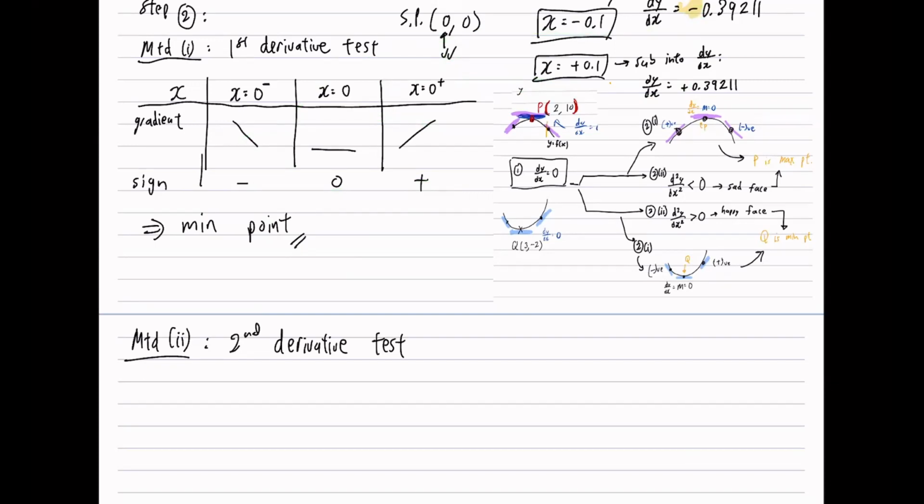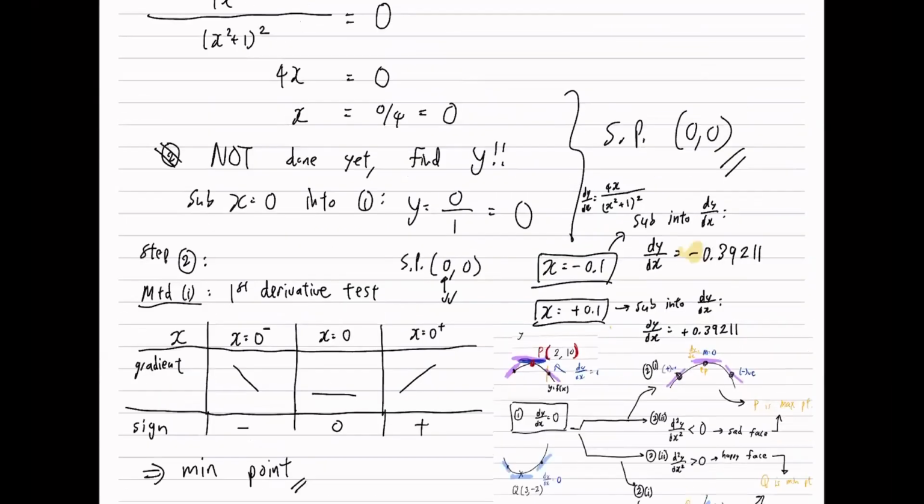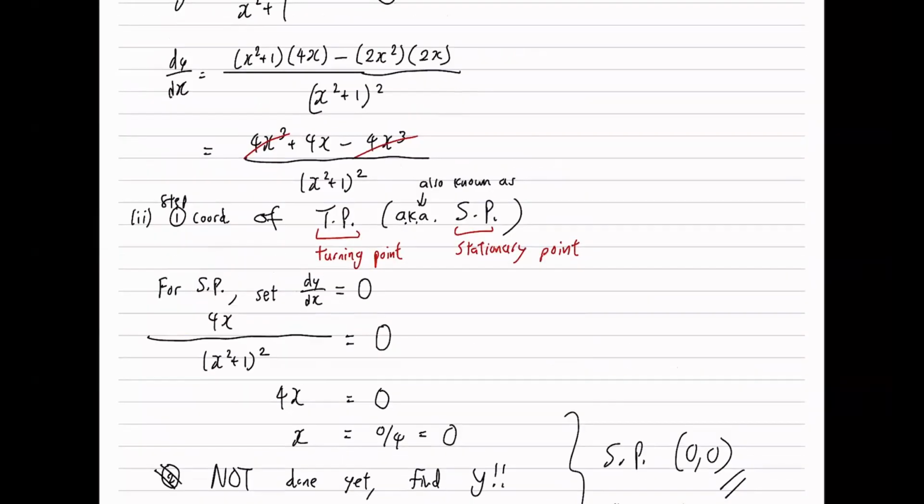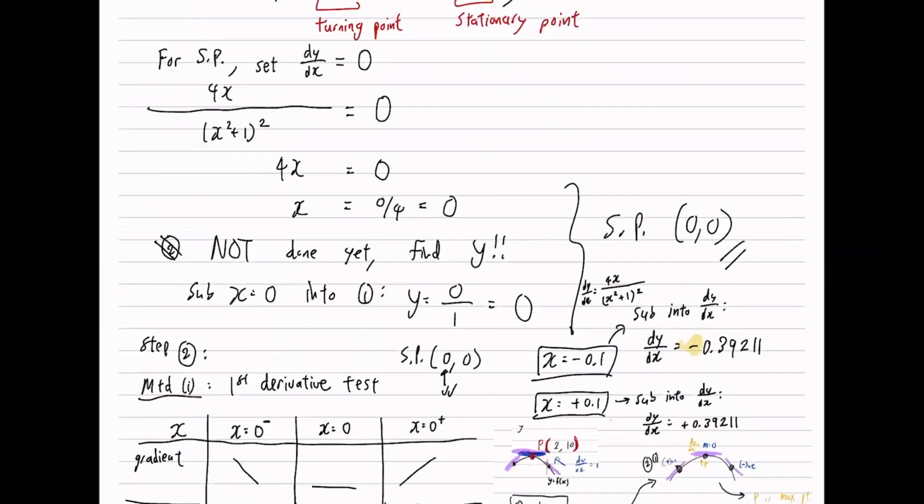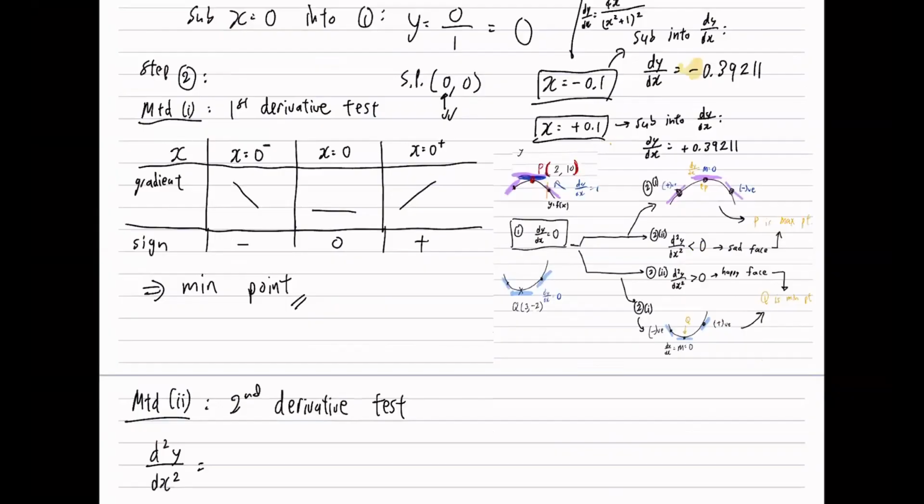Wait. Let me just extend my table and draw another row. So it's like this: x, gradient, sign. Next one is the second derivative test. This one requires you to find the second derivative, of course. So what's dy by dx first? dy by dx was 4x over x squared plus 1, bracket squared. Wait, I wrote it down over here. I'll just paste it.